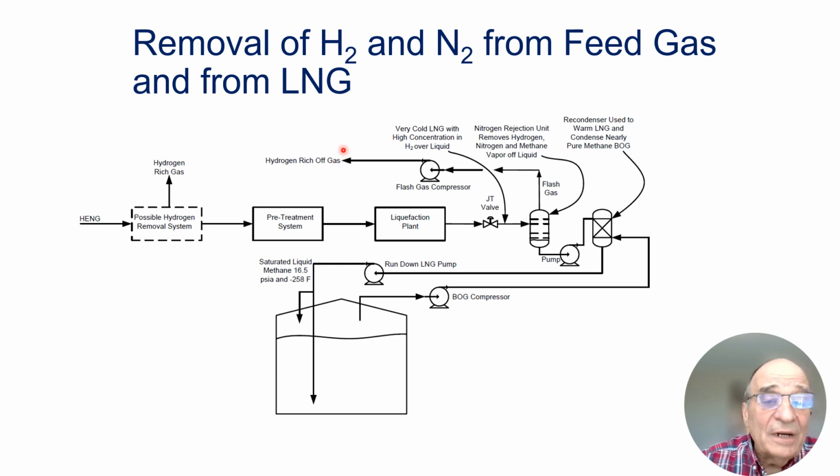Now, keep in mind the BOG gas off your NRU is going to be high in nitrogen and hydrogen content, and this has hydrogen gas in it as well. These two streams can get mixed together and then managed however the plant chooses to manage that stream.